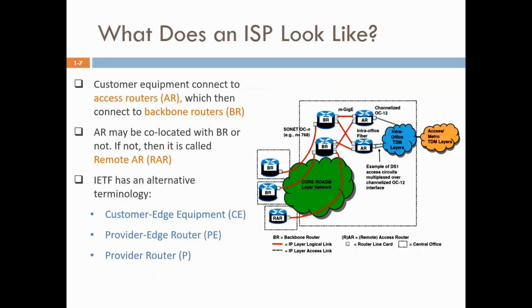There are different terminologies. For example, the router at the central office that you connect to directly is called the access router. And then the routers that connect the metros to each other are called border routers or backbone routers. The IETF has different terminology. For example, your equipment is called customer edge equipment. It is connected to a provider edge router, and then you have backbone routers that are called provider routers. They're just different terminologies for the same thing. Okay.